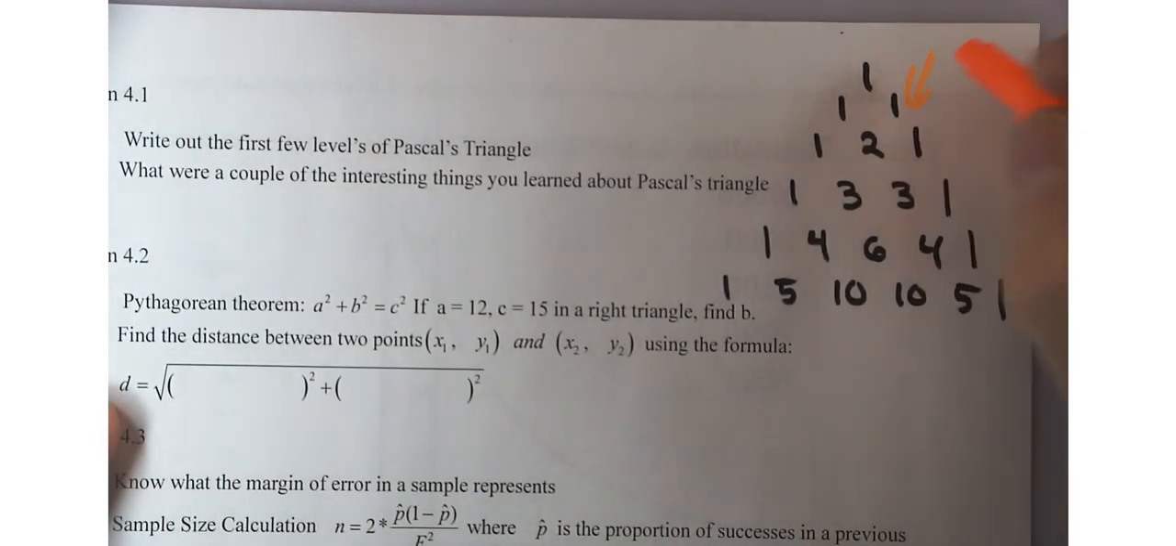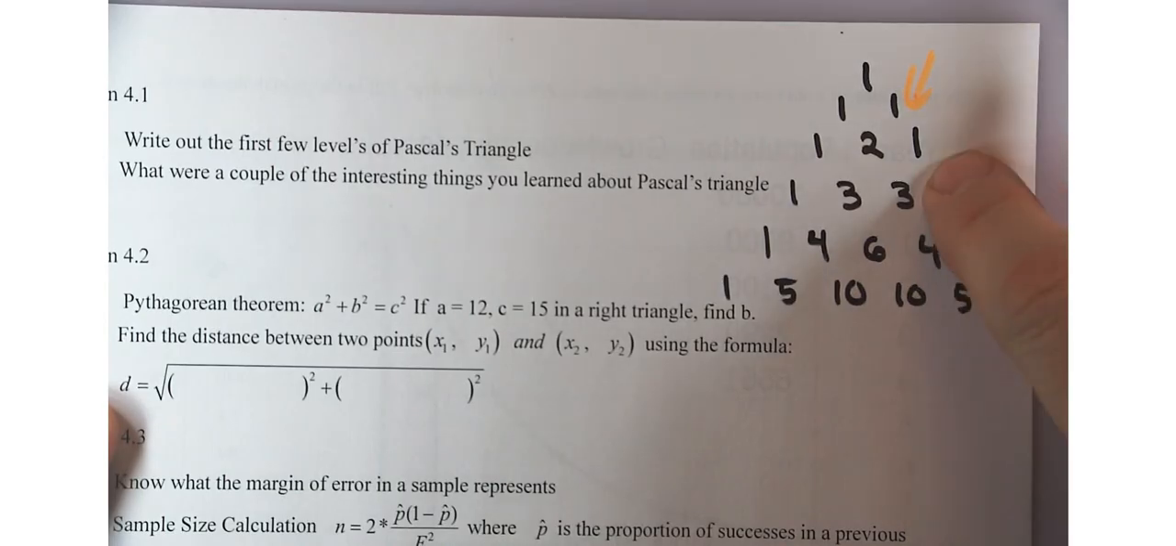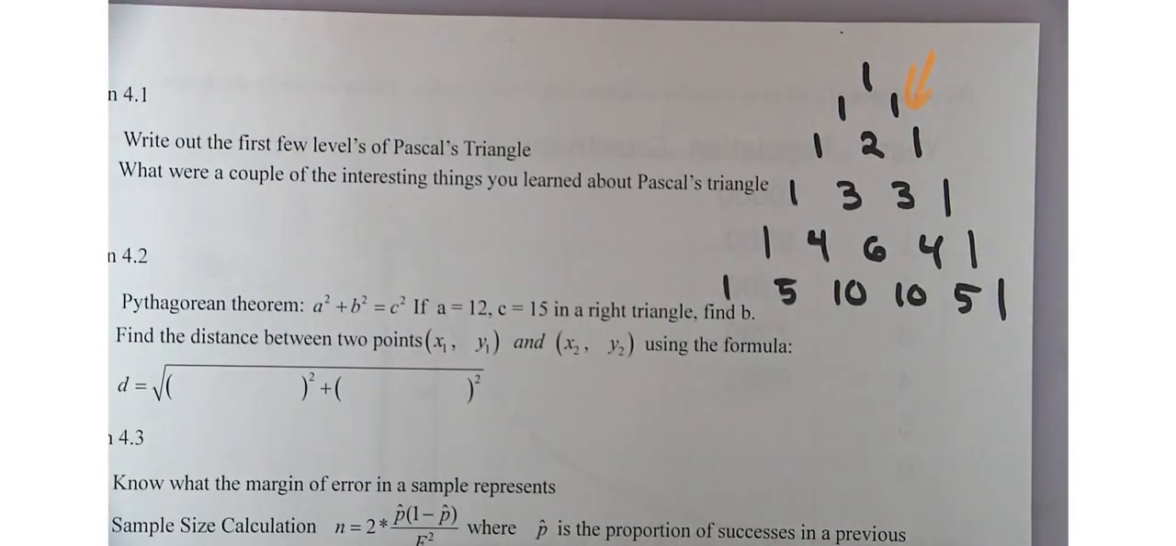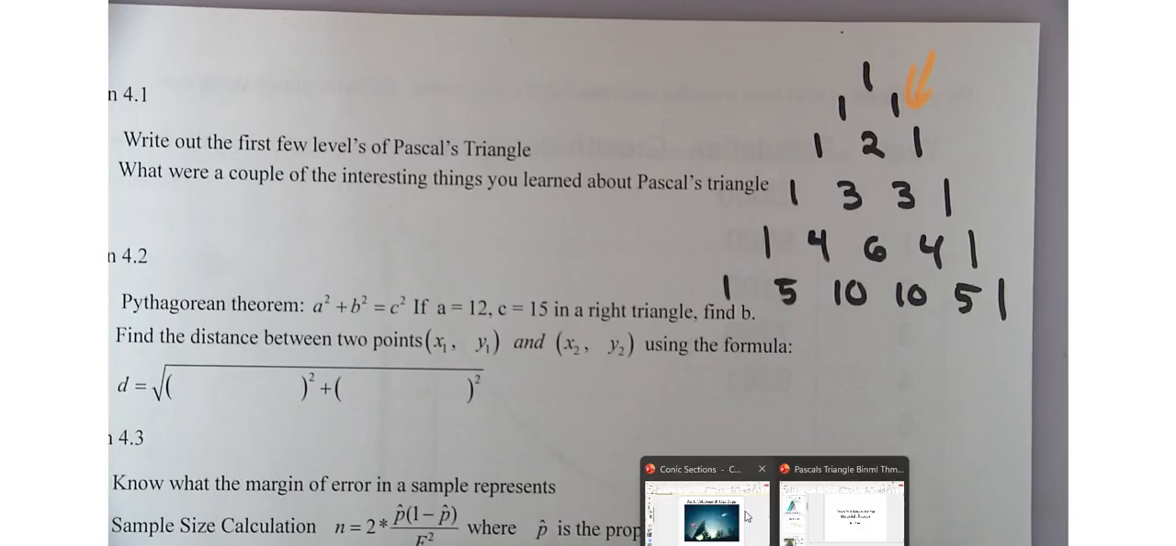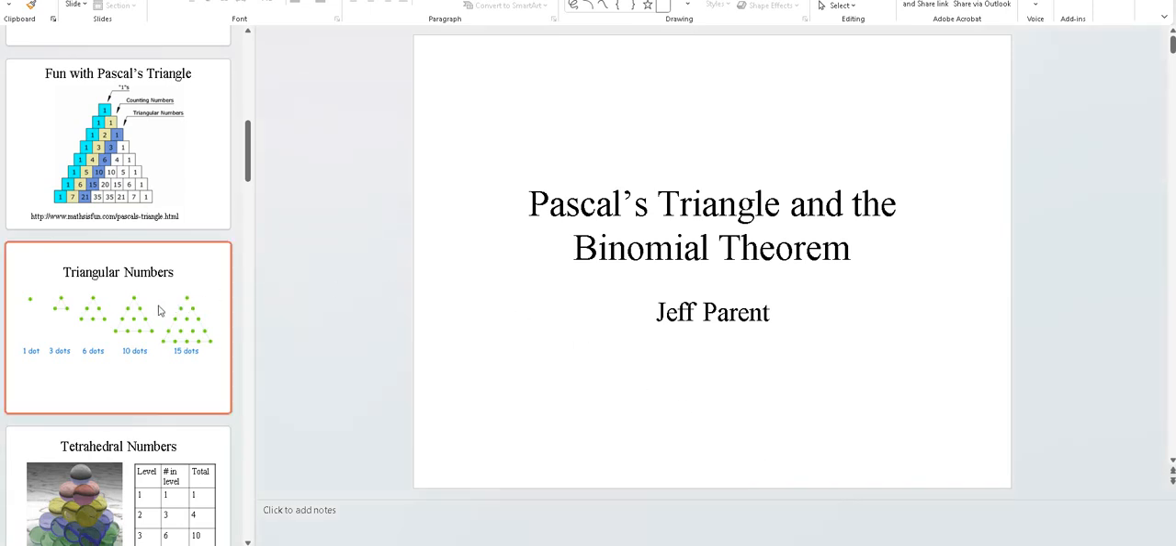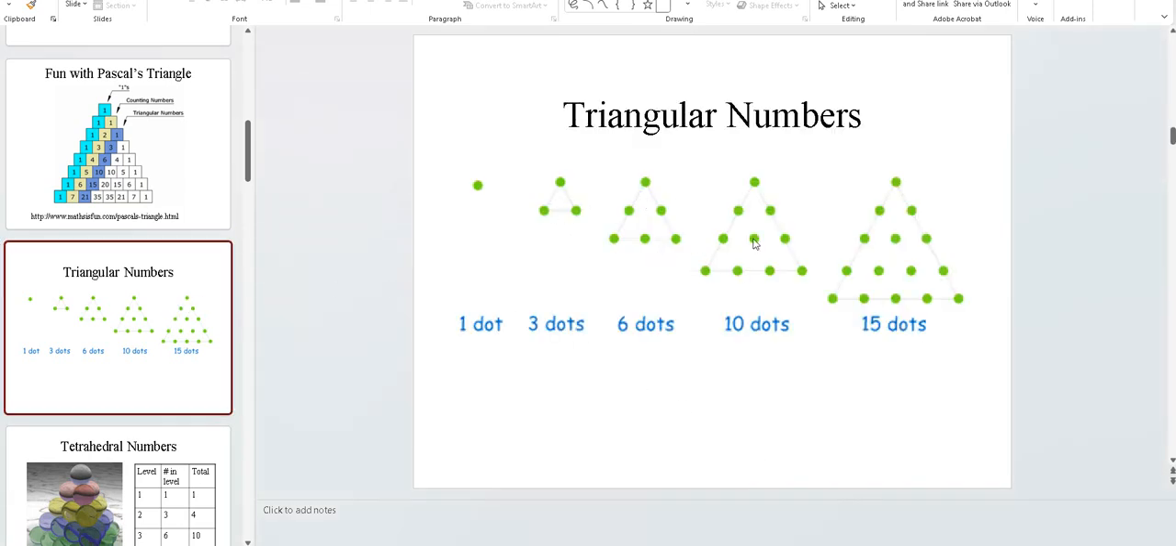Down this row you have your counting numbers. Down this row you have what are called your triangular numbers. So what are triangular numbers? Well, triangular numbers are kind of just what they sound to be. They're these numbers that you would add up like the number of pins in a bowling alley, right? 10 pins when you first roll down the alley, or the next one would be 15. So those are your triangular numbers.